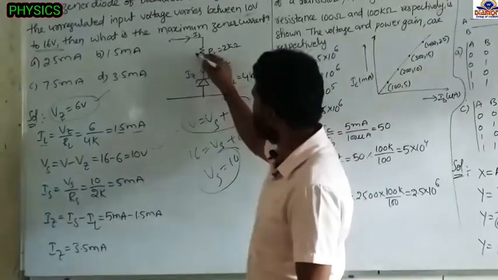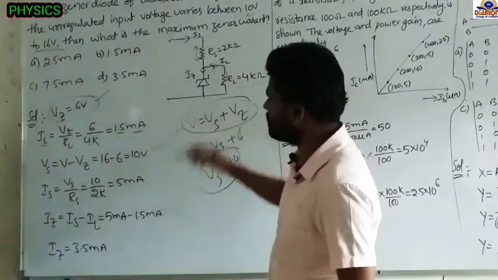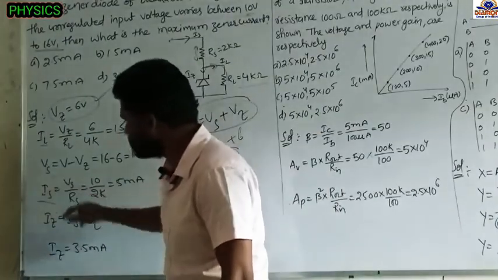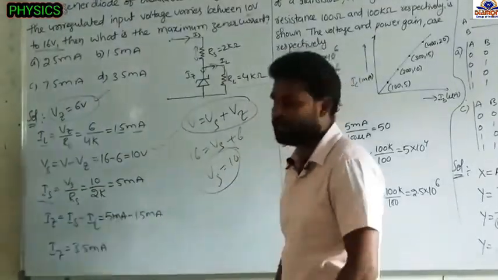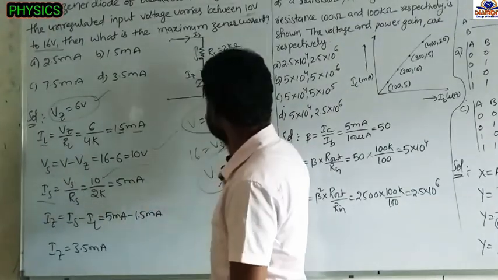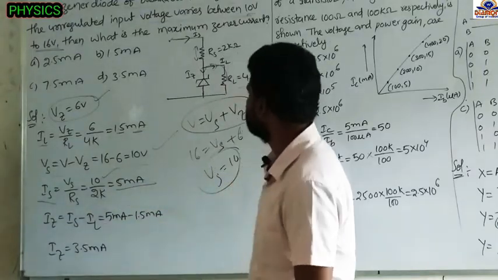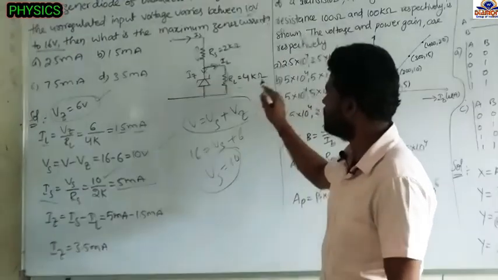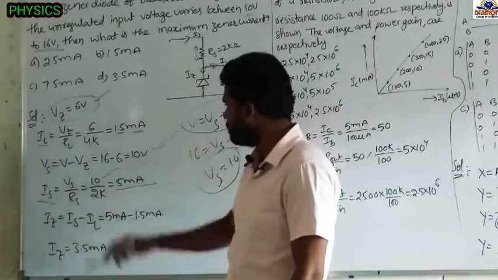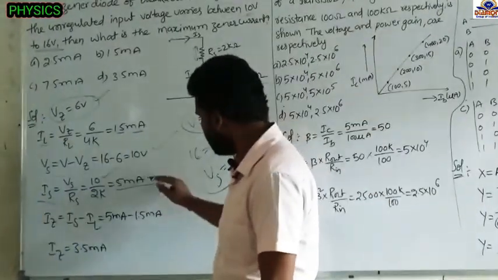If the voltage drop across the series resistor is 10 volt, then find the current through it. The current through the series resistance IS equals the voltage drop by the resistance. The voltage drop across the series resistor is 10 volt and the series resistance value is 2 kilo ohm. Now we get 5 milliamperes. So the current flowing through the load resistor is 1.5 milliampere, and the current flowing through the series resistance is 5 milliamperes.